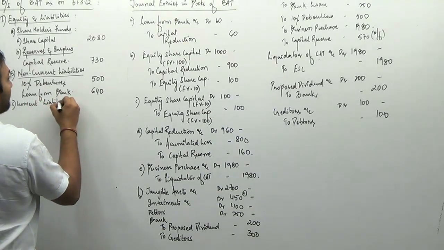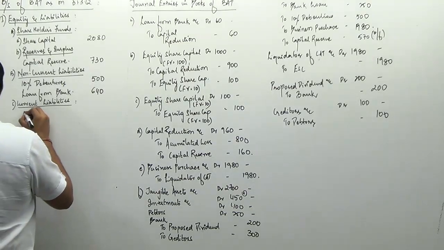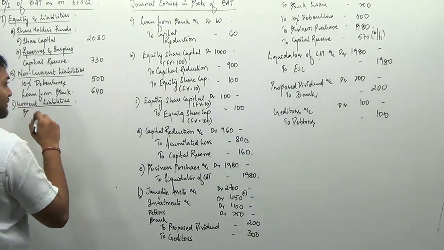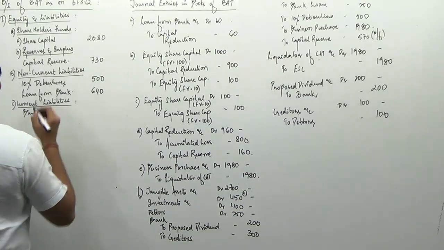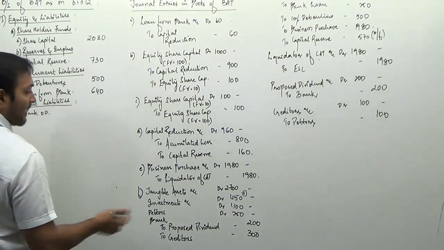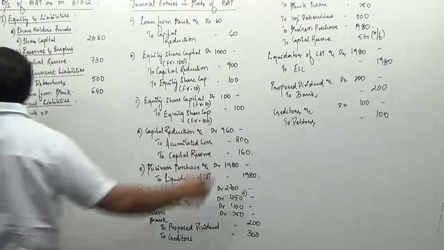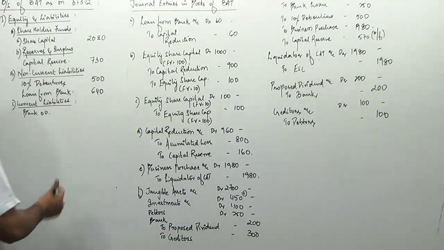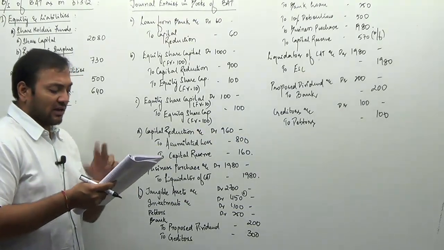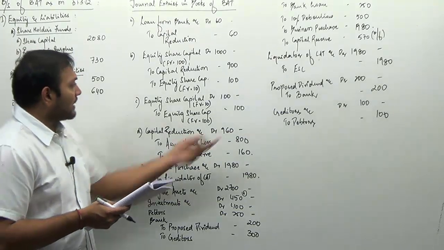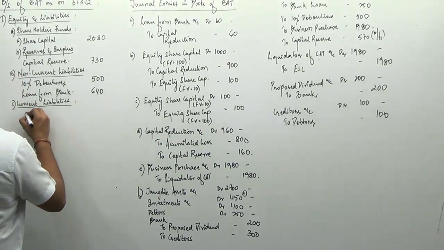Current liabilities, bank OD. Guys, bank OD we can separate against bank. Is there sufficient bank balance? No. There is no sufficient bank balance. Keep the bank OD intact, because I am paying a proposed dividend. How much proposed dividend has been paid off? 200. Bank balance of 200 is available. Check guys, bank is 250. I have an OD balance of 50. If I net it off, I'll have a balance of 200. And the 200 has been utilized for proposed dividend. There's no other bank transaction which will appear. Just leave it there.